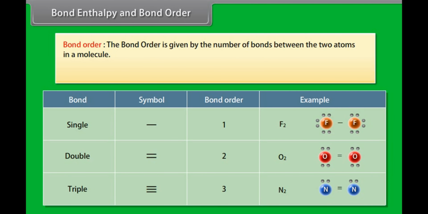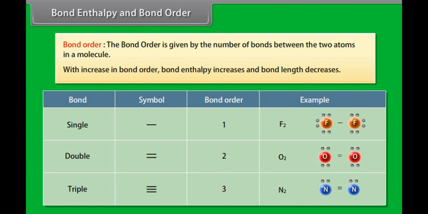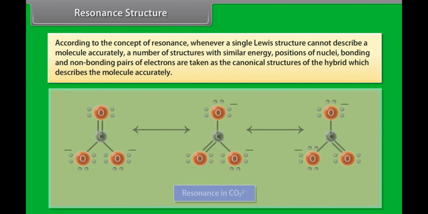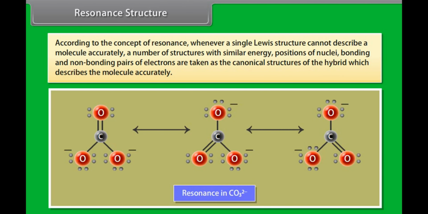Bond order. The bond order is given by the number of bonds between the two atoms in a molecule. With increase in bond order, bond enthalpy increases and bond length decreases. Resonance structure. According to the concept of resonance, whenever a single Lewis structure cannot describe a molecule accurately, a number of structures with similar energy, positions of nuclei, bonding and non-bonding pairs of electrons are taken as the canonical structure of the hybrid which describes the molecule accurately.